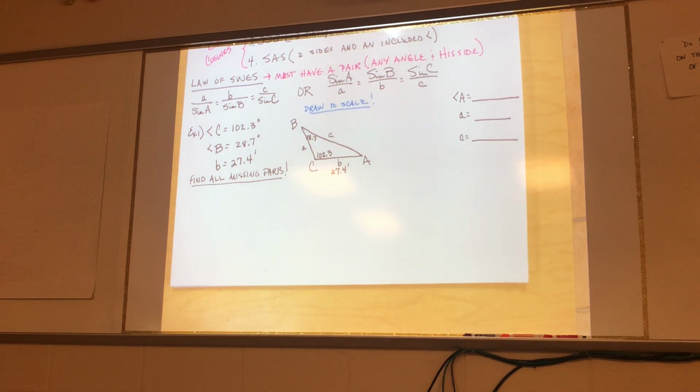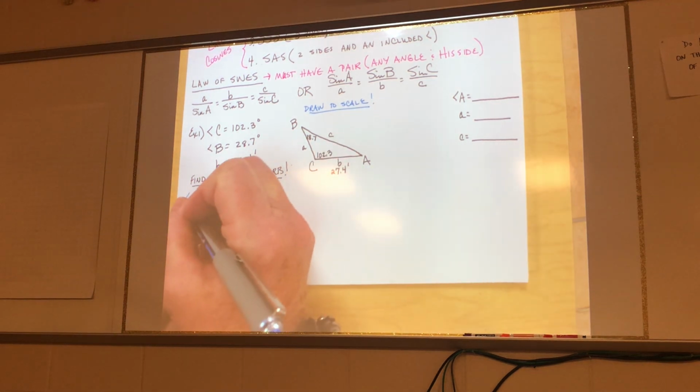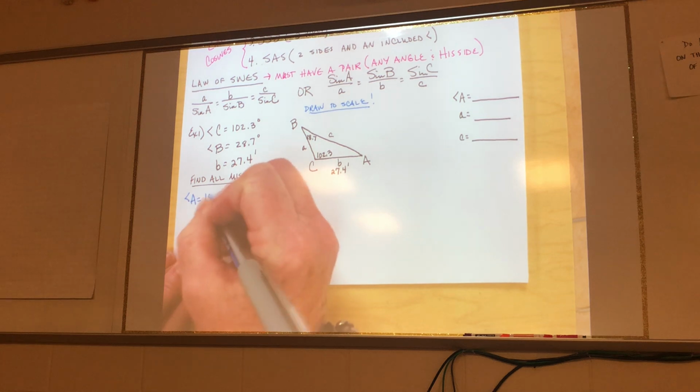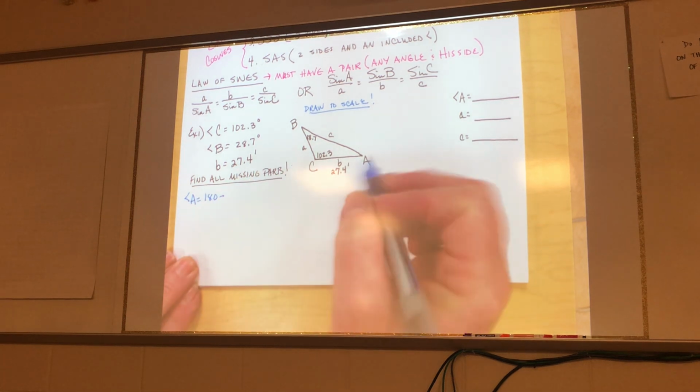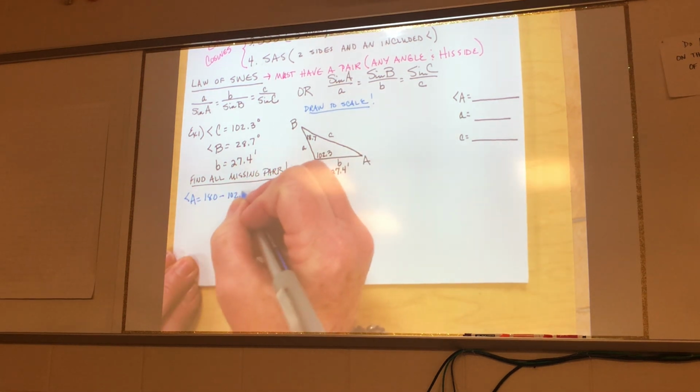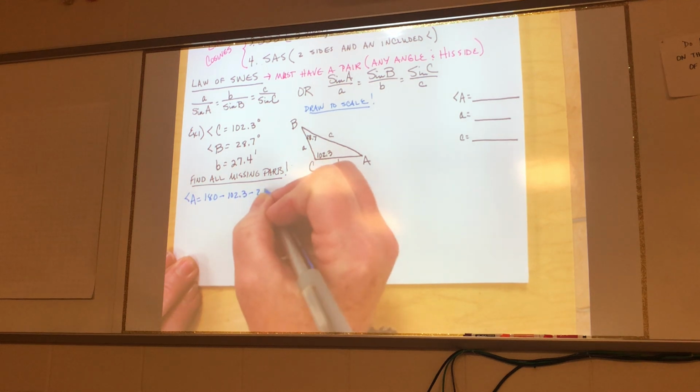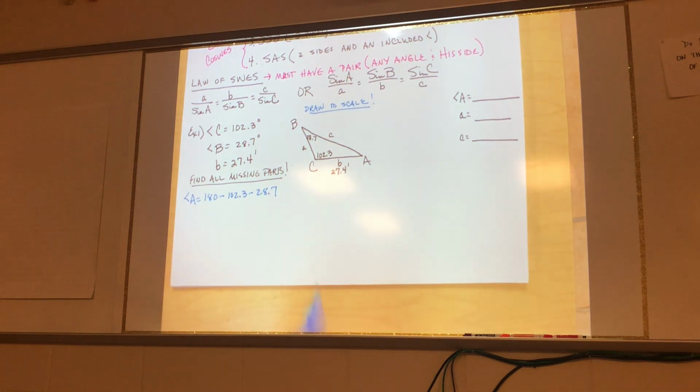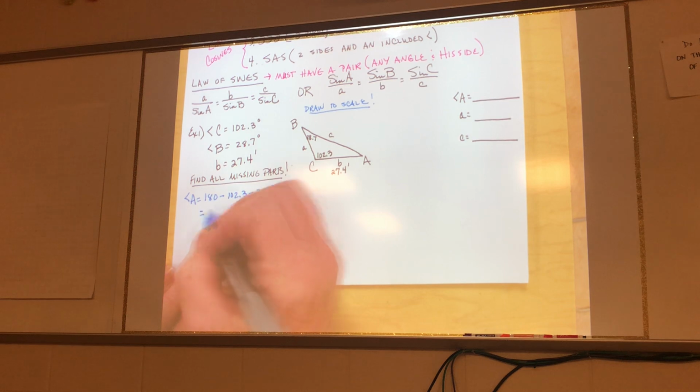What do you know about all the angles in a triangle? 180. Okay, so I can find angle A really easy. I can just say 180 minus 102.3 minus 28.7.